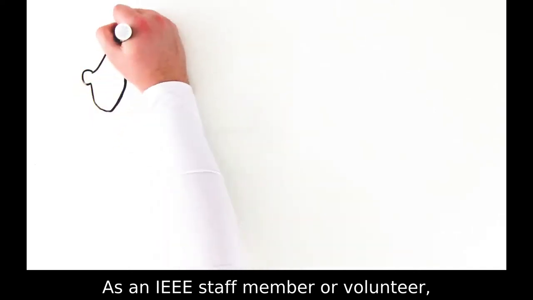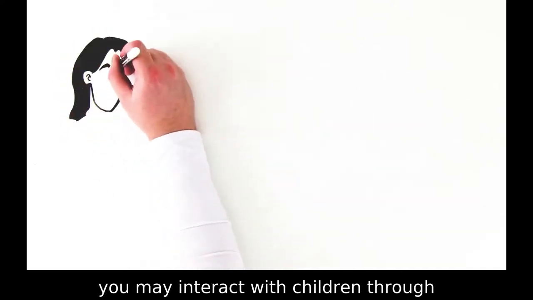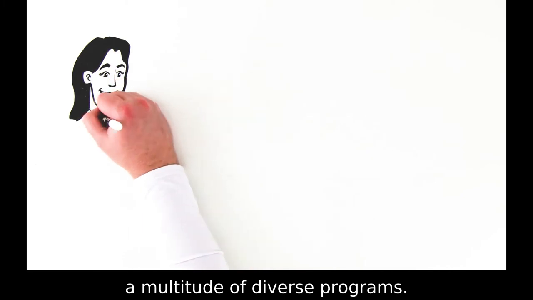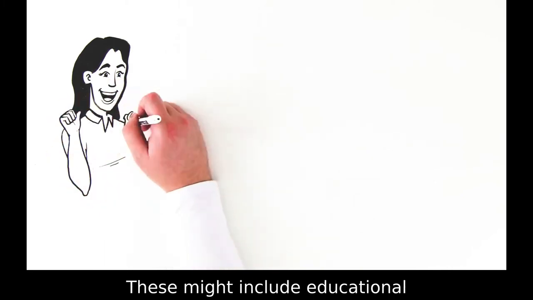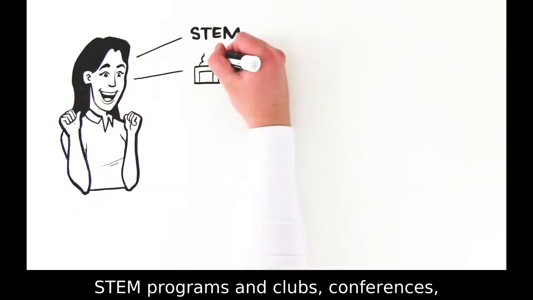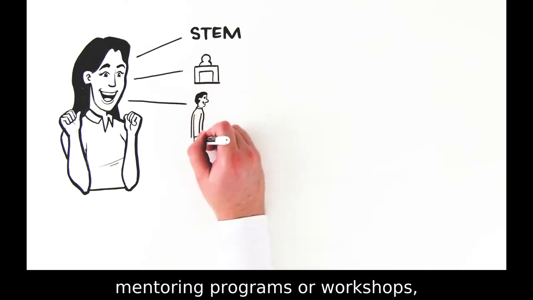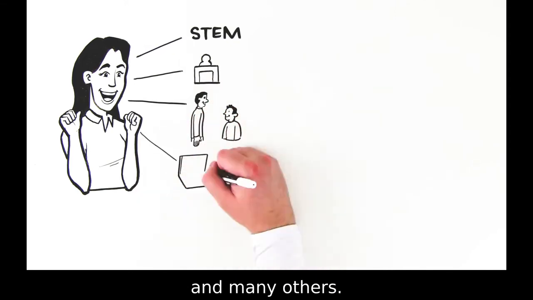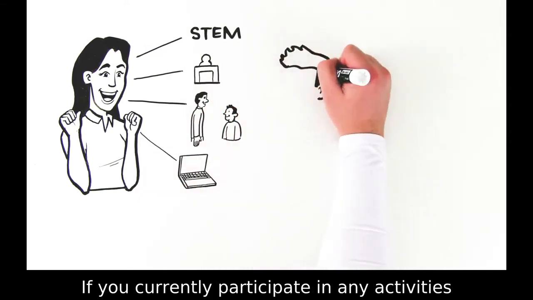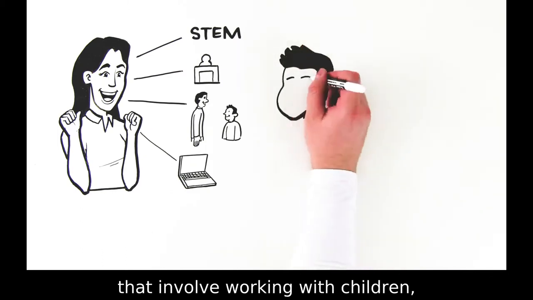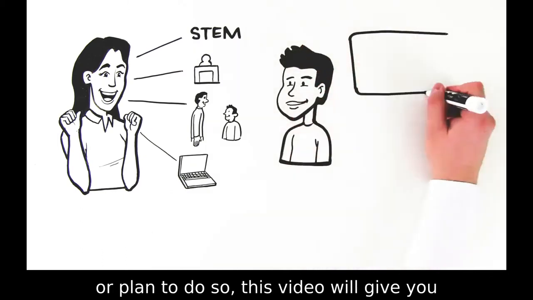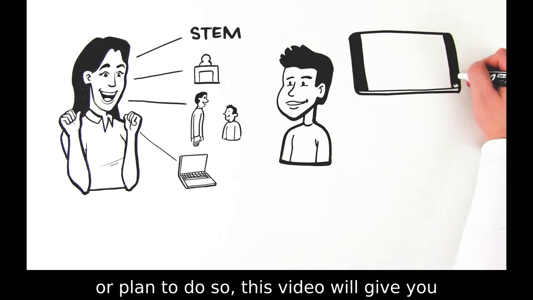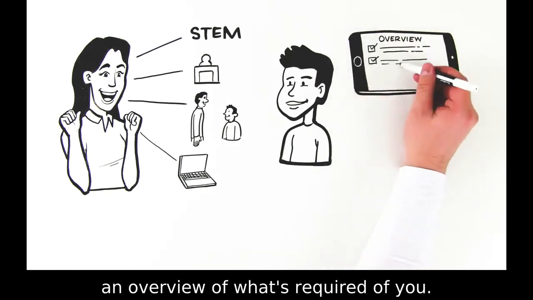As an IEEE staff member or volunteer, you may interact with children through a multitude of diverse programs. These might include educational STEM programs and clubs, conferences, mentoring programs or workshops, and many others. If you currently participate in any activities that involve working with children or plan to do so, this video will give you an overview of what's required of you.